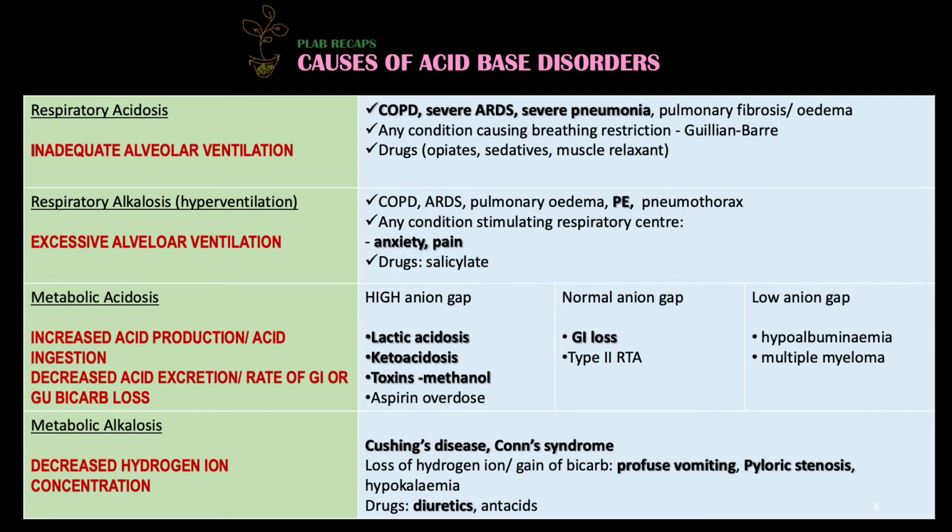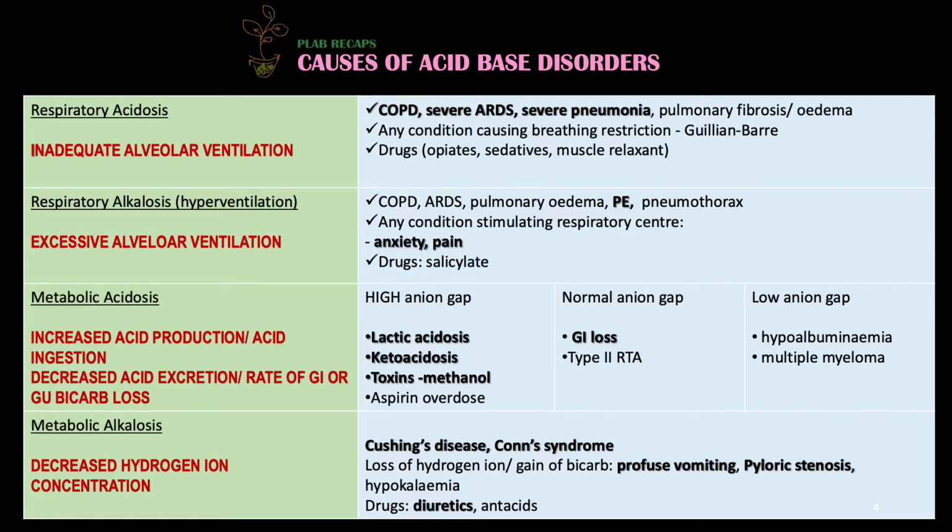We will not be going through an exhaustive list of causes here. It would be helpful to remember the pathophysiology so as to remember the various causes. So for example, anything which leads to an inadequate alveolar ventilation will result in a respiratory acidosis. Hyperventilation would result in a respiratory alkalosis as carbon dioxide gets rapidly washed out.